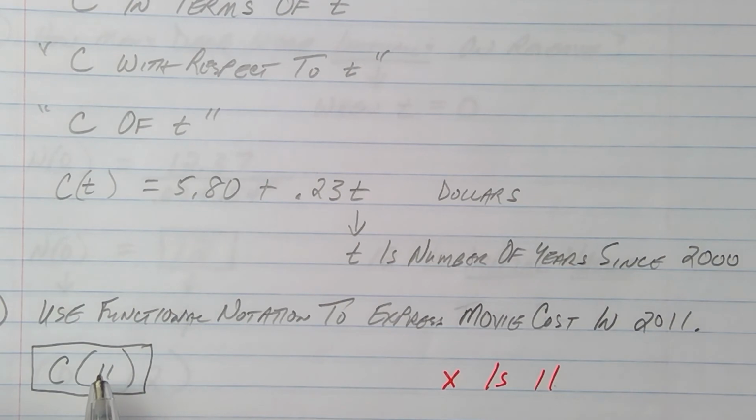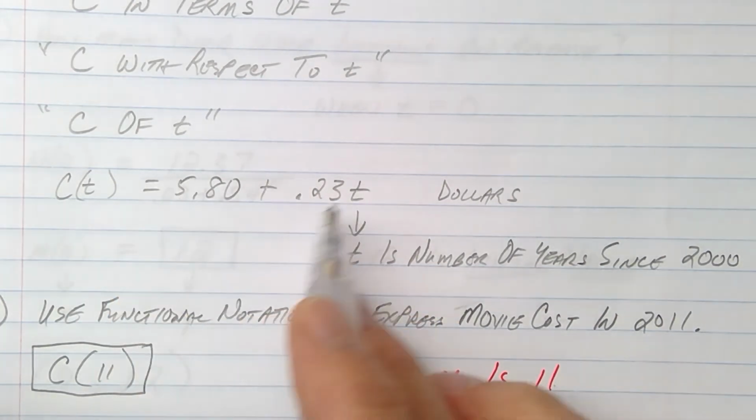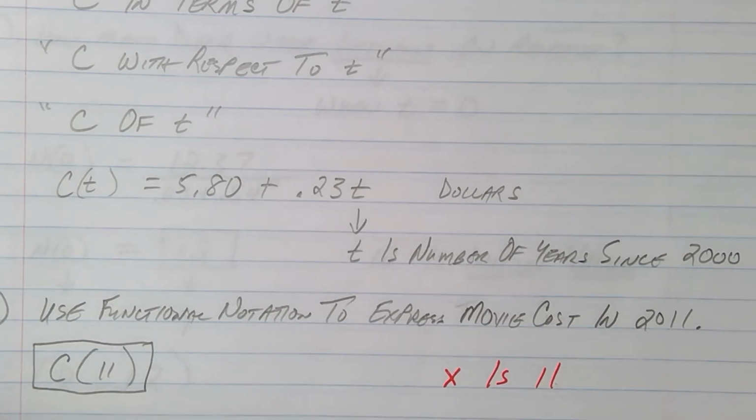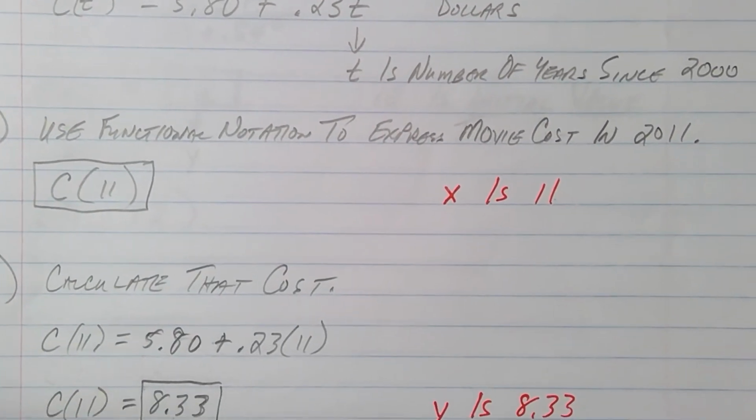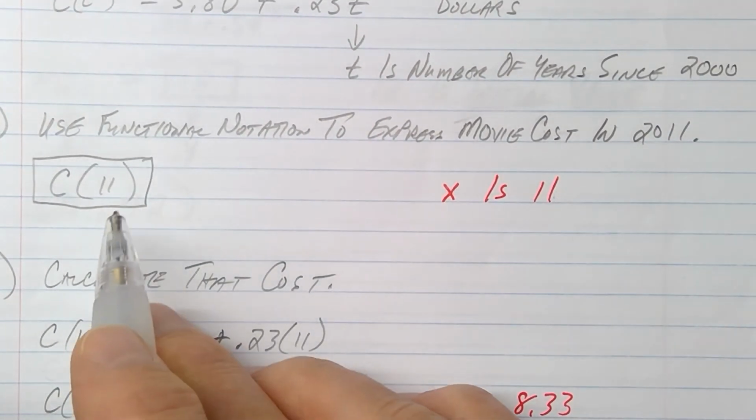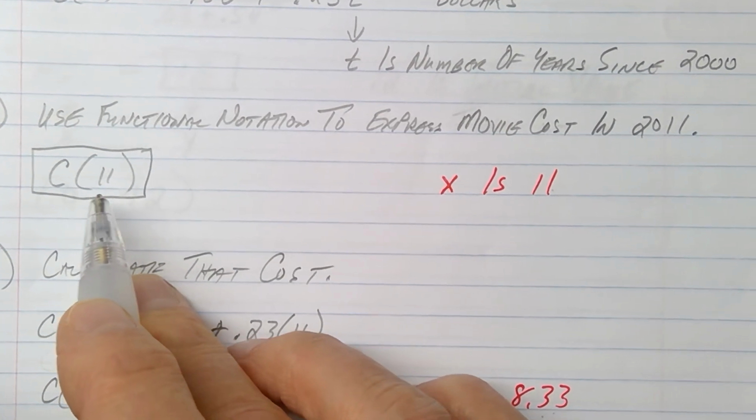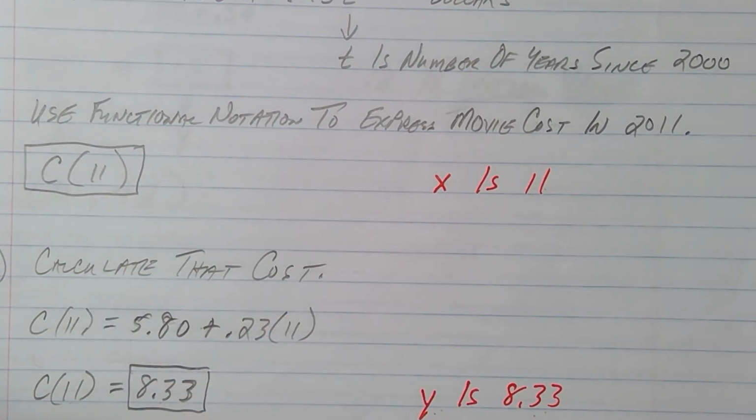X is 11. That's the number that's going to go in the parentheses. That's going to be our X. After we work this out, out pops the Y. All right, so calculate that cost. They're just saying, okay, 11 years later, how much was that cost? They're asking for the Y.